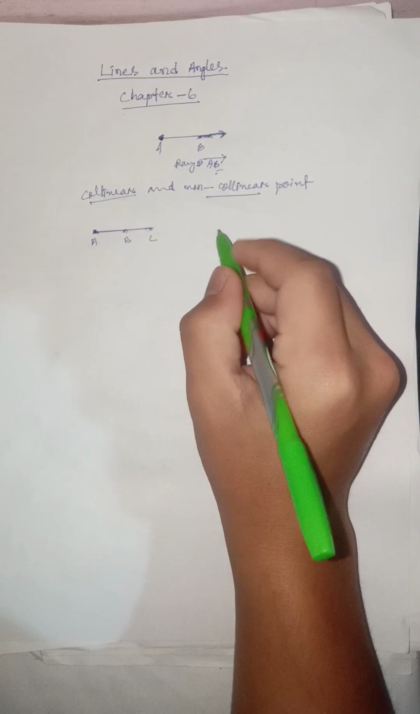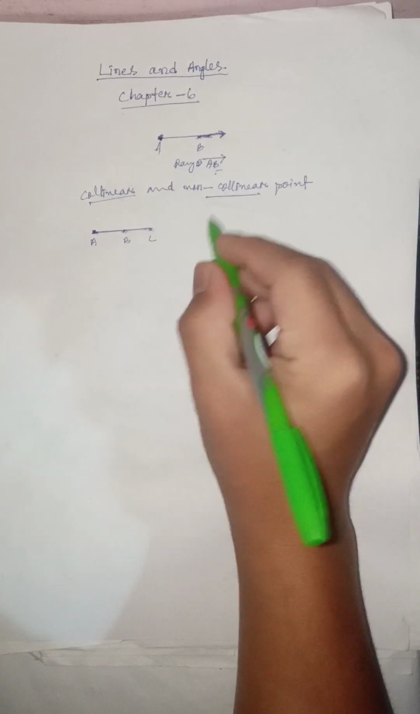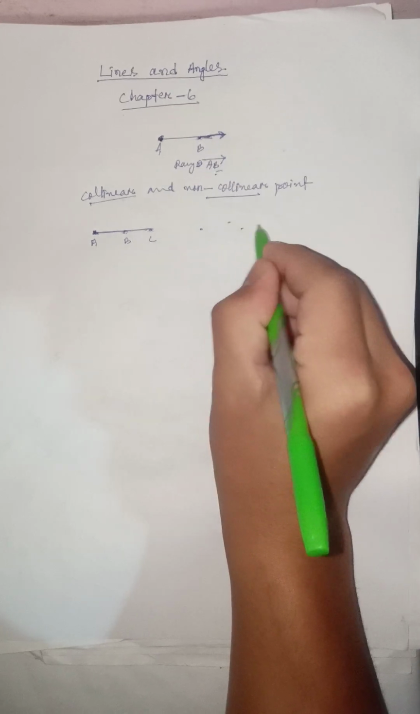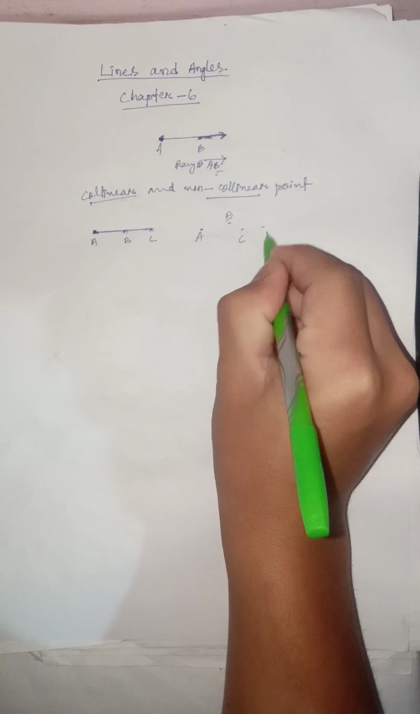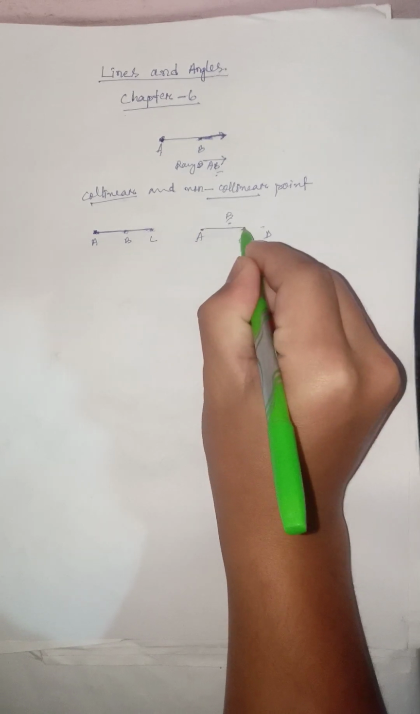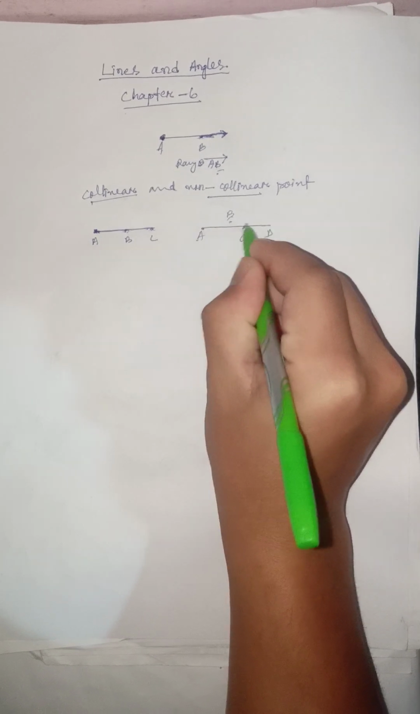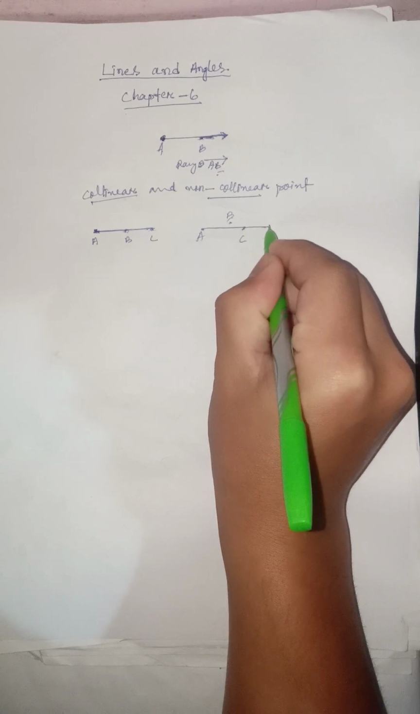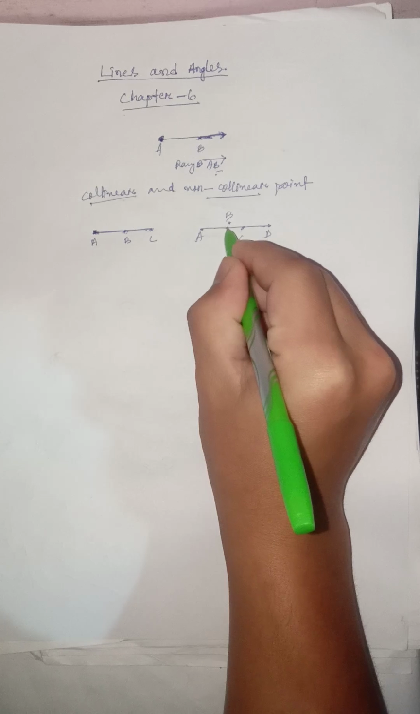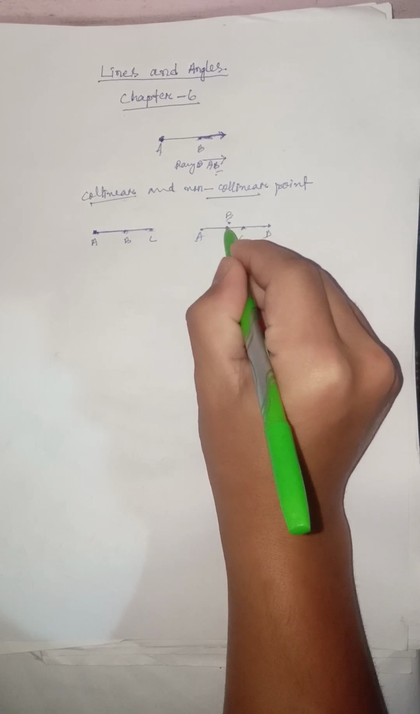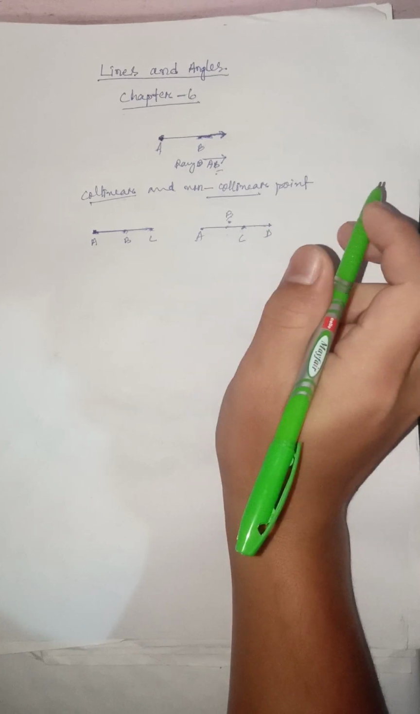But unlike collinear, if there is a point like this and like this, let me name them A, B, C, and D. Now if I try to join all these points, but there is another point which lies outside of this line, then all these points are not included in this line, so this kind of points we call non-collinear points.